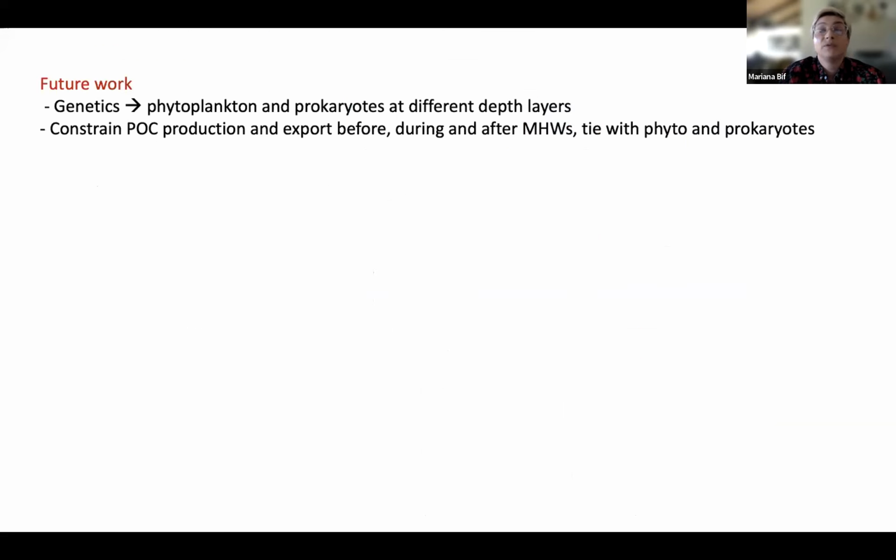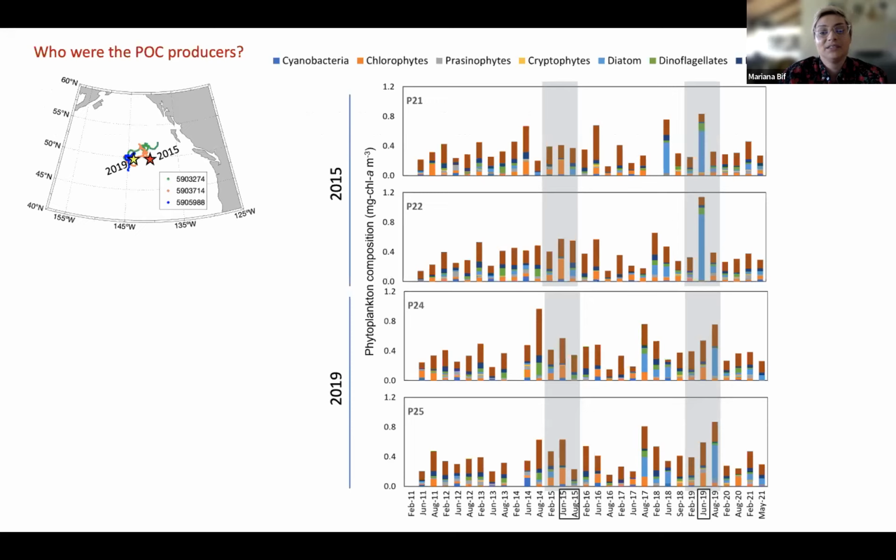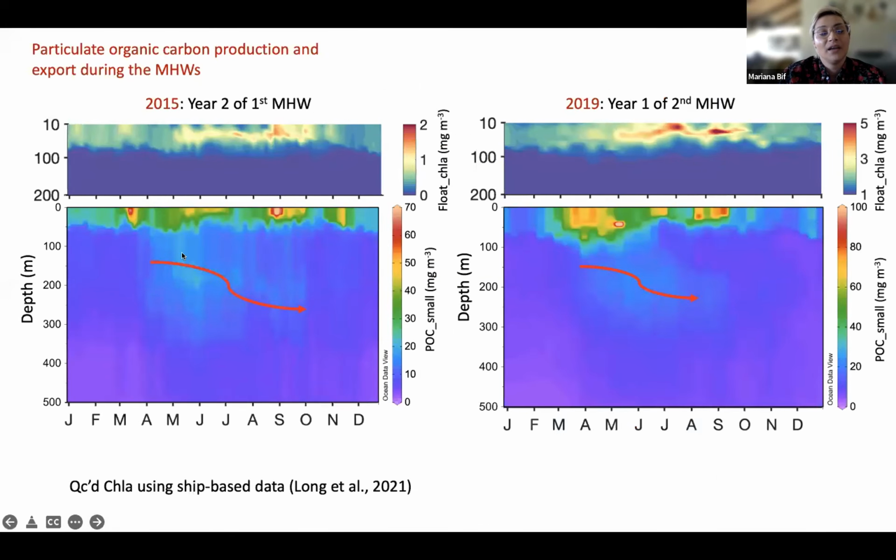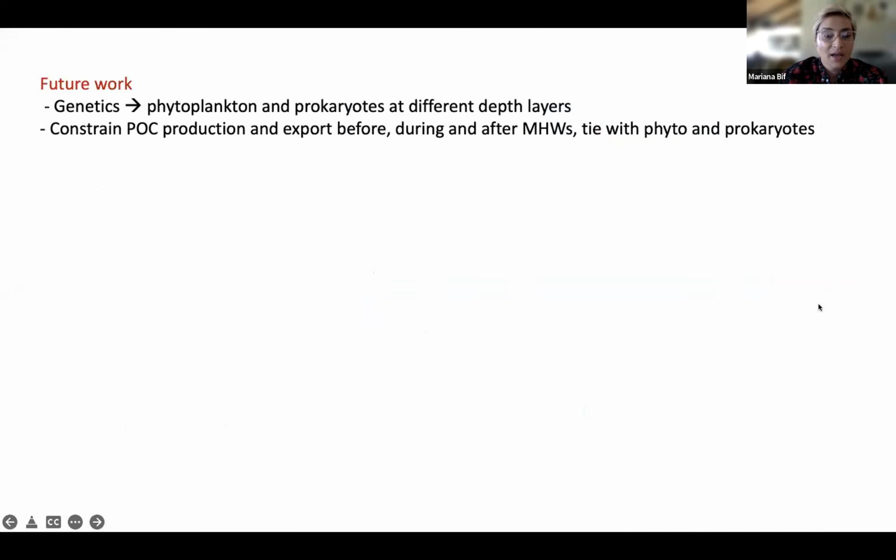So our future work will involve targeting those regions and those years and really digging into the genetics, trying to confirm that they were actually chlorophytes and haptophytes, but also looking at the phytoplankton and prokaryotes at different depth layers, because you can tell that something changed during these years over here. It will be very interesting to see if the community changed during these years in relation to non-marine heatwave years, and really constrain the POC production and export before, during, and after marine heat waves, and then tie that with the phytoplankton and prokaryotic composition.